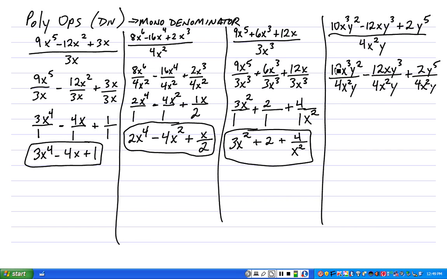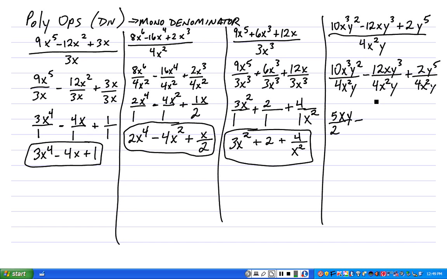Now 10 over 4, it reduces. 2 goes into 10 5 times, 2 goes into 4 2 times, so that breaks down to 5 over 2. I have an x to the 3 over x to the 2. 3 minus 2 is x to the 1. It's a bigger exponent for the x's in the top, so I write my x to the 1 up top. I have a y squared over y, y to the 2 over y to the 1. 2 minus 1 is 1. Bigger exponent is up top, so I write my y to the 1 up top, minus.